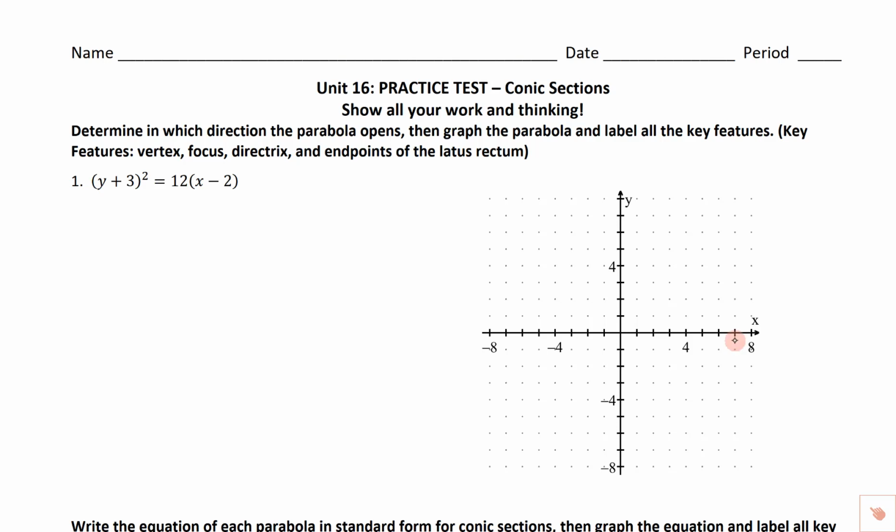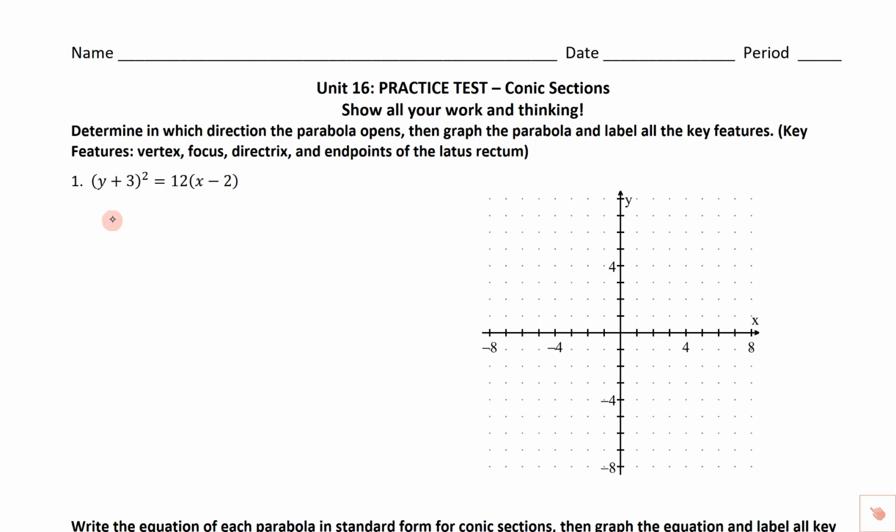Right, let's go ahead and do the practice test for the conic sections unit, unit 16. So we're going to run through here and take a look at this. This says determine which direction the parabola opens. So we know this is a parabola, and then they want us to graph it and all the key features. So we've got to include the vertex, the focus, directrix, and endpoints of the latus rectum. Just a good way to graph and show everybody we know what we're doing when we do a parabola.